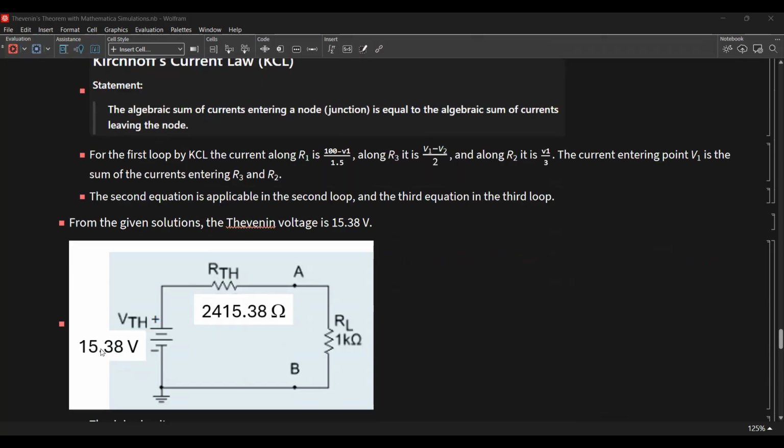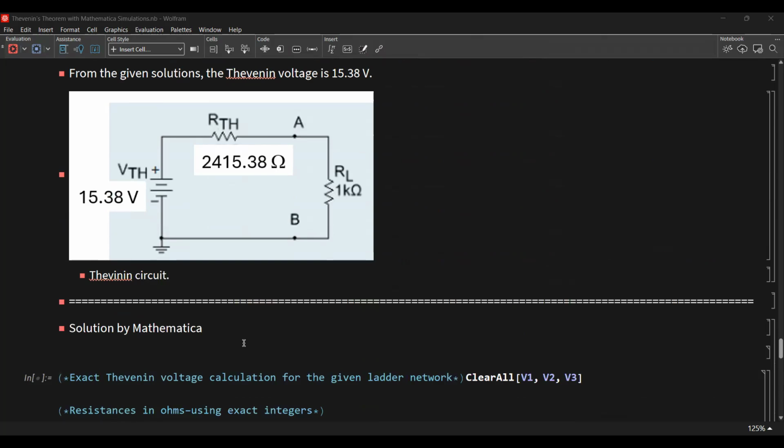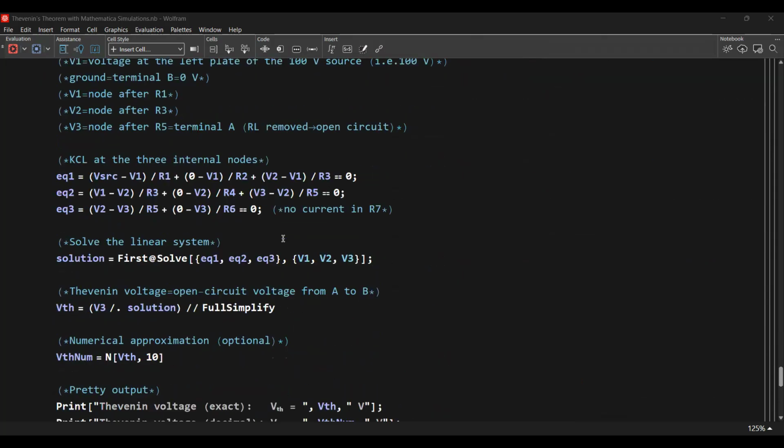the Thevenin voltage is 15.38 volts, and the Thevenin resistance is 2415.38 ohm. So we have here the load resistor here from A to B. So solution by Mathematica here.